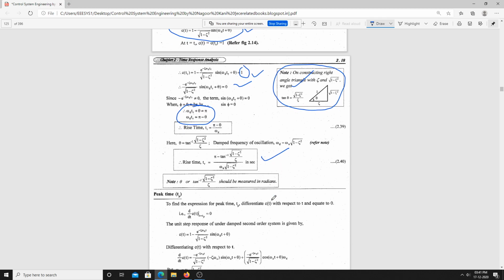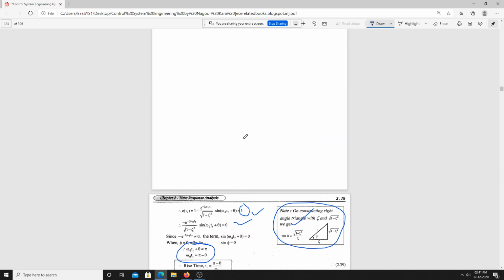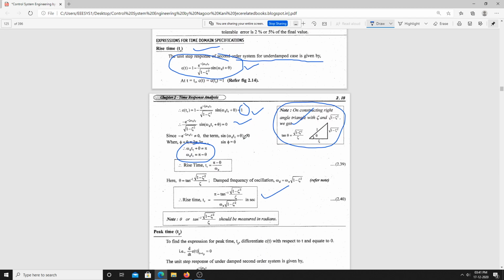Similarly, we can find out the expression for the peak time. Just check once the expression for the rise time, everyone.